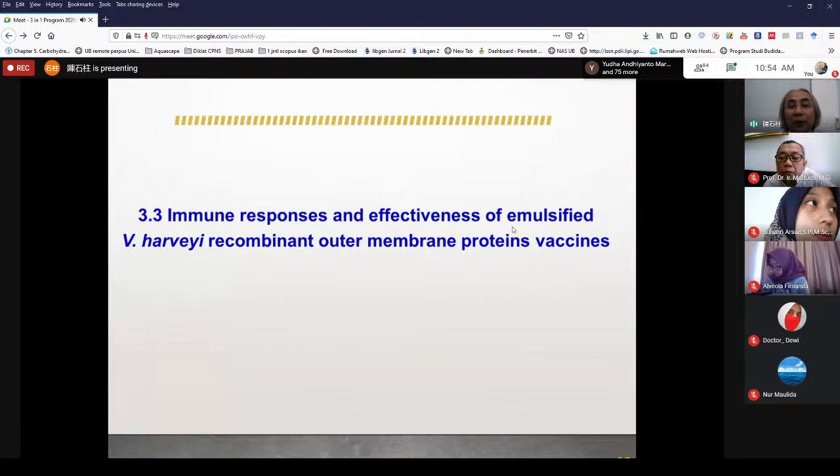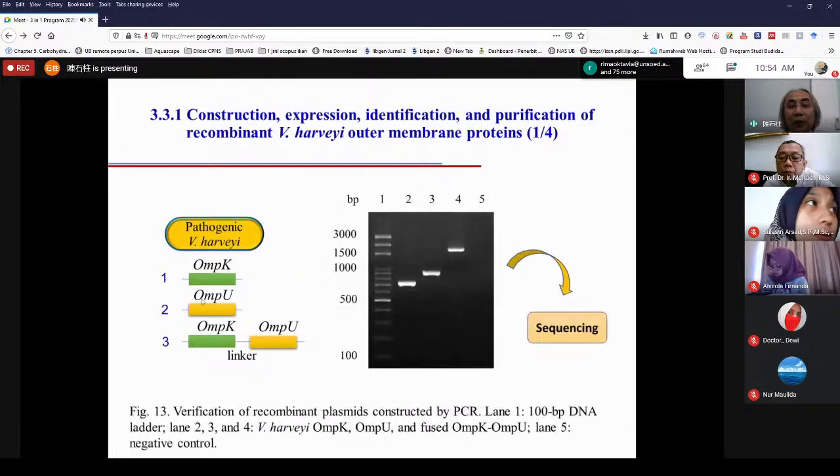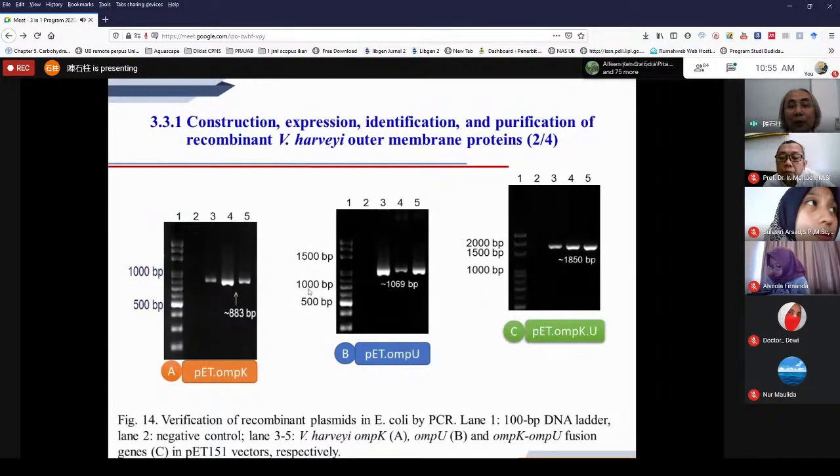And effectively, it modifies the Vibrio harveyi recombinant outer membrane protein vaccine. Okay, you can see here. Make sure the gene fragment size is correct. This is the OMPK, OMPU, this is the fusion gene. So you should make sure the size is correct, or send it for sequencing to confirm this is the correct sequence. After that, you can transform into the E. coli for expression. So make sure the size is correct, okay? And go into the sequencing.